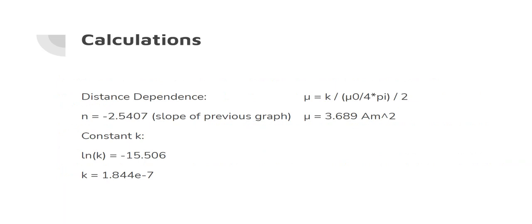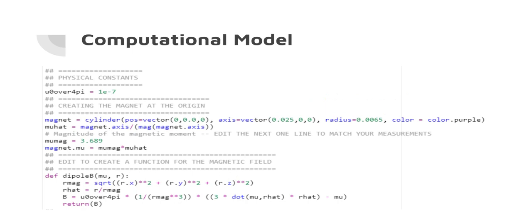And so here are our calculations for our distance dependent constant. We got that to be negative 2.5, which is the slope of the previous graph. For our constant k, we got the natural log of k to be negative 15.5. Of course, we raise e to that power, and we get k to be equal to 1.8 times 10 to the negative 7. And by rearranging a couple of equations we were given, we got mu to be 3.689 Am².